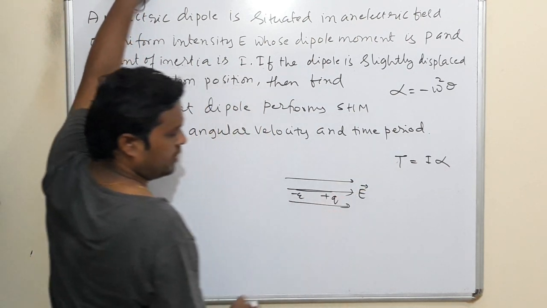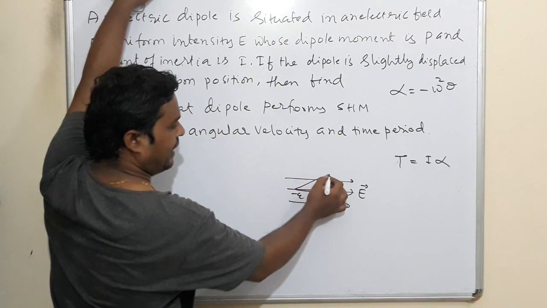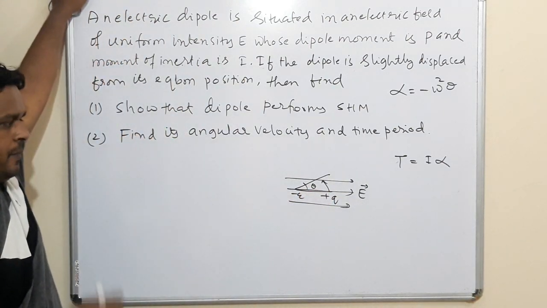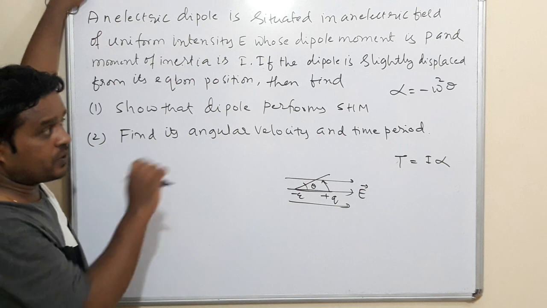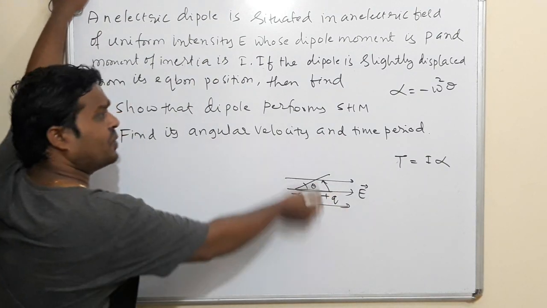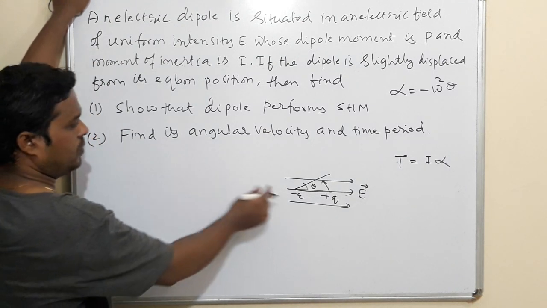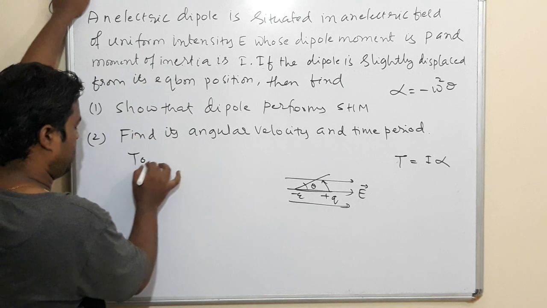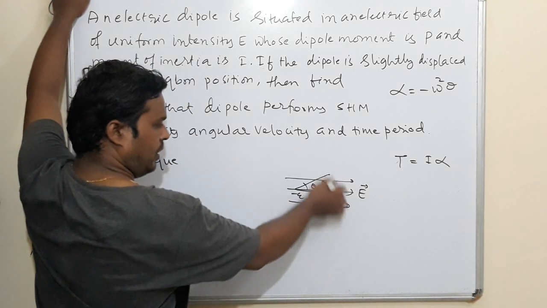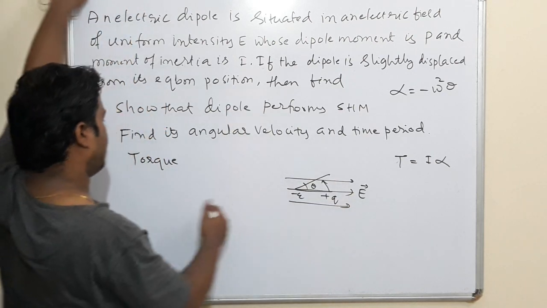Now, if the dipole is in equilibrium position in a uniform electric field like this, minus q, plus q, stable equilibrium position, if it is rotated through a small angle theta, we have to show that it executes simple harmonic motion. That means, if it is rotated like this, what is the torque? I am going against the torque here. Torque will always try to align the dipole in the direction of the field. I am going against torque.